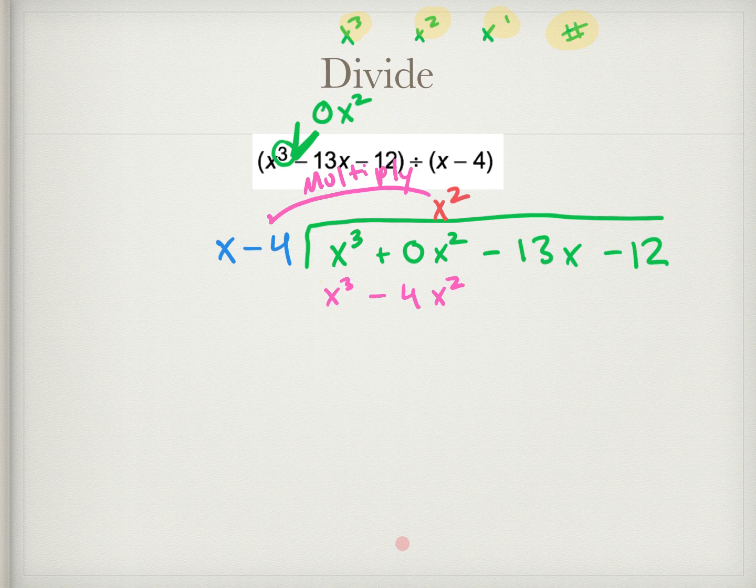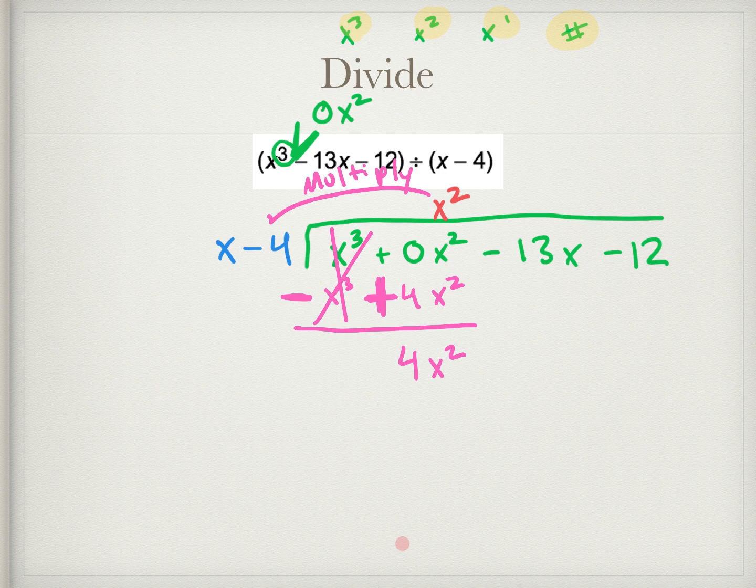What do I do next? Change the signs. This becomes negative, and this one becomes positive. Since it's already negative, it turns into a positive. So you change the signs. Cancel out the x cubes. What's 0x squared plus 4x squared? 4x squared.